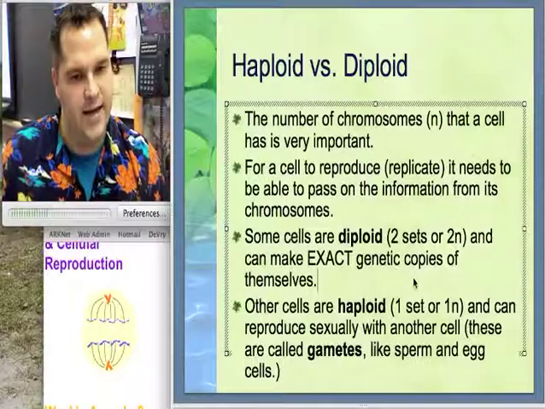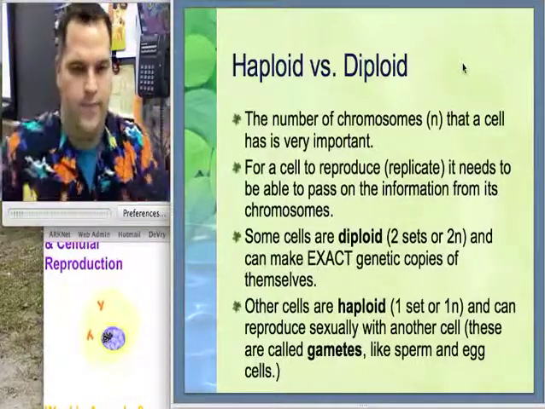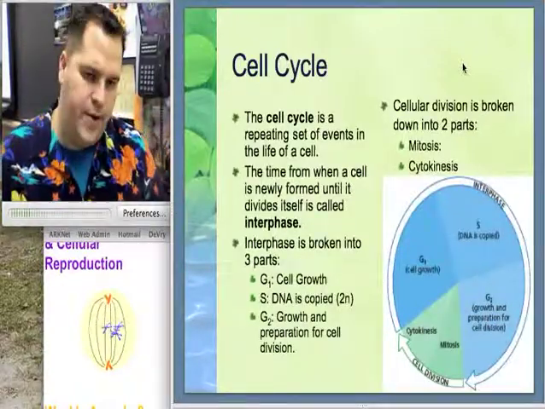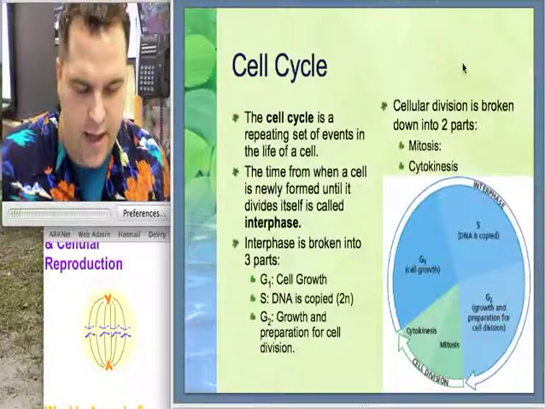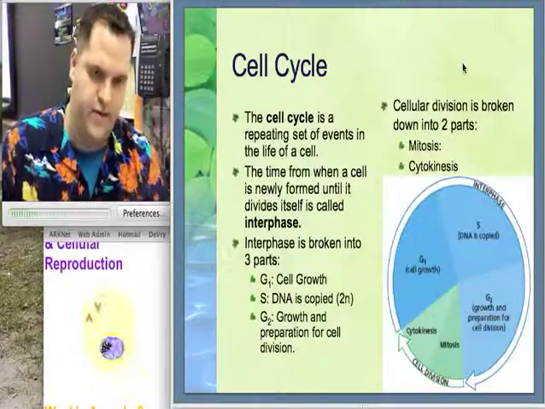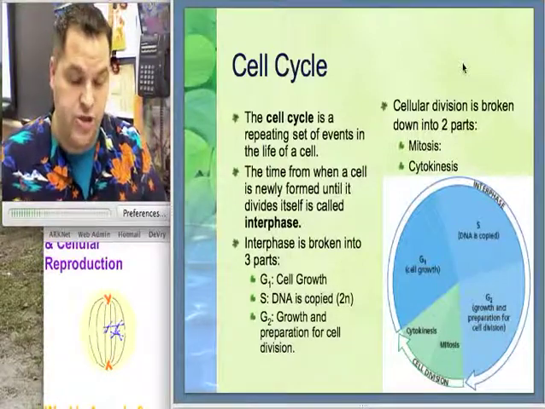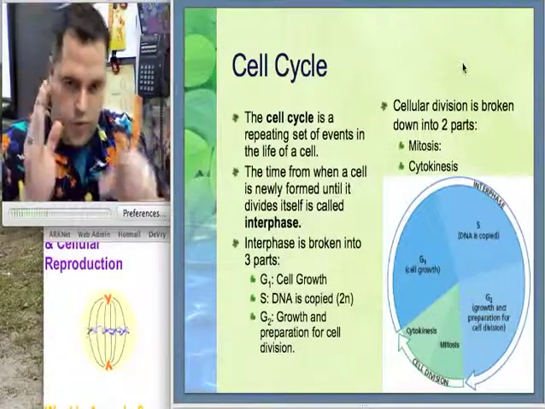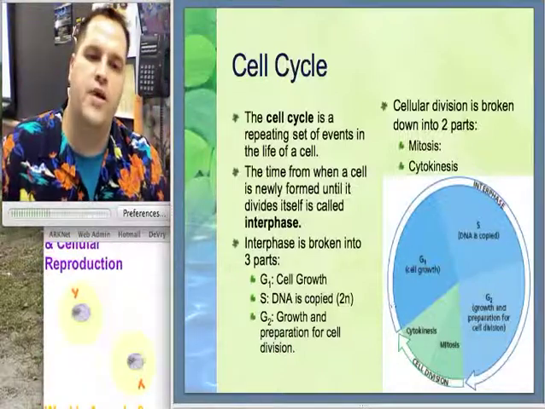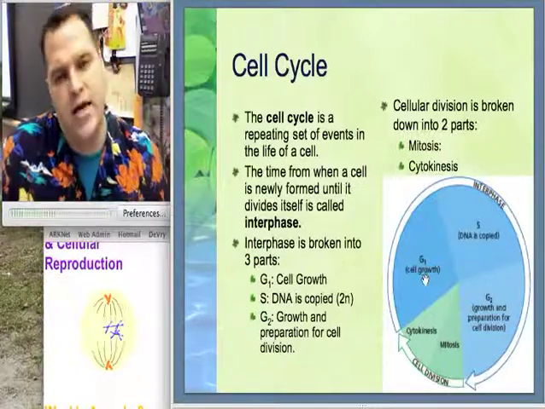All right? And again, the reason for that is the diploid cells need to be able to give away 1 and keep 1. Now, the cell cycle is a series of repeating events that happen in the life of a cell. The majority of a cell's life is spent in interphase. Interphase being that time from when the cell's just been formed till the time where it's ready to reproduce.